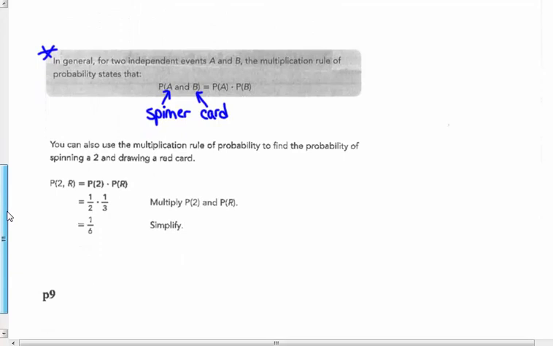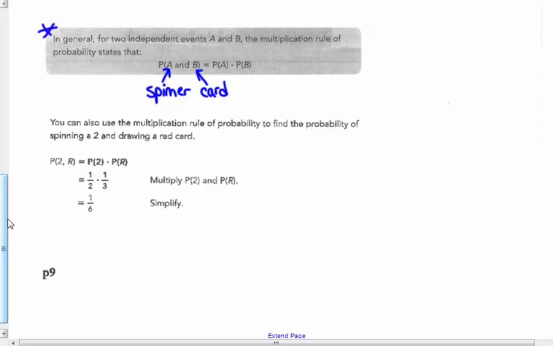You can use this multiplication rule to find the probability of spinning a 2, which is 1/2, 1 out of 2, and drawing a red card, which is 1 out of 3. So the probability of getting a 2 and a red would be 1/6.